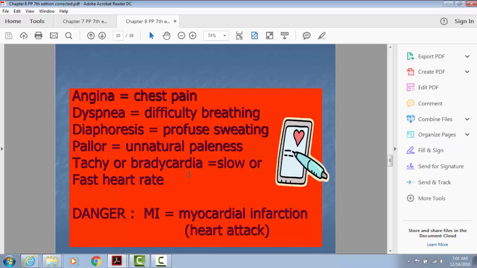Tachy or bradycardia. So if you remember your prefixes, tachycardia would be a fast heart rate, bradycardia would be a slow heart rate. So it could go faster, it could go slower.